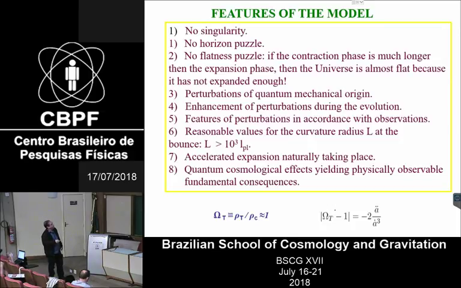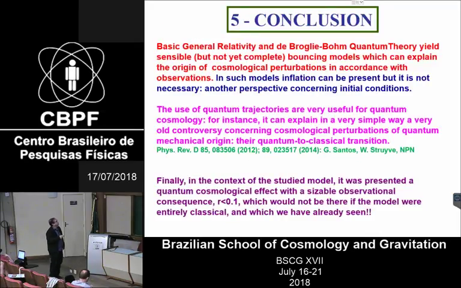So, concluding, just using basic general relativity, nothing more than this, and the de Broglie-Bohm quantum theory with a canonical quantization, which is not reliable if you really go deep in the Planck energies, yields a sensible but not yet complete theory. Of course, this is a very simple example, it must be elaborated. There are all the non-Gaussianities that must be calculated and all this. Bouncing models can explain the origin of cosmological perturbations in accordance with observations.